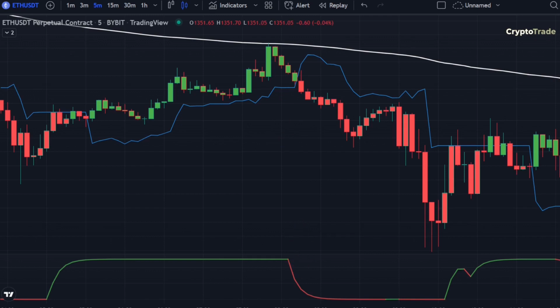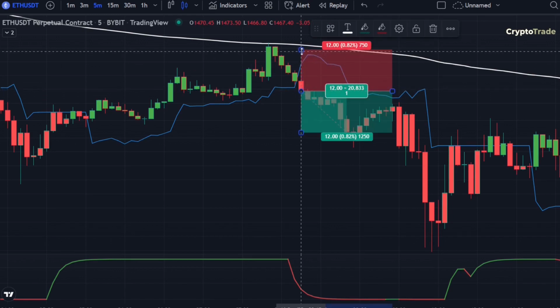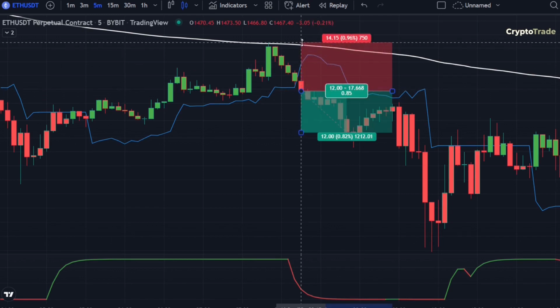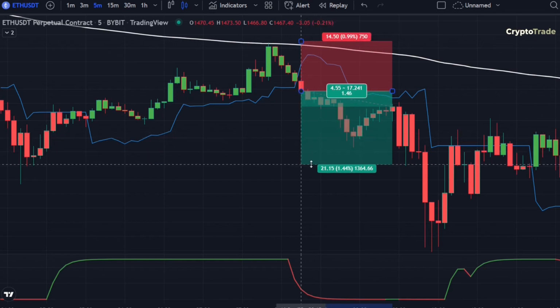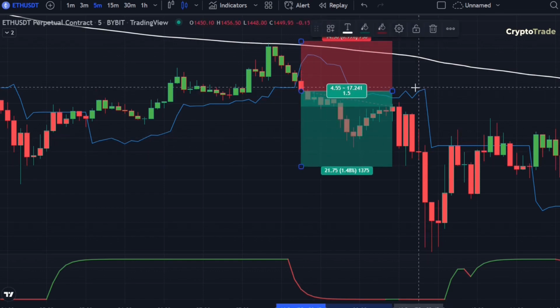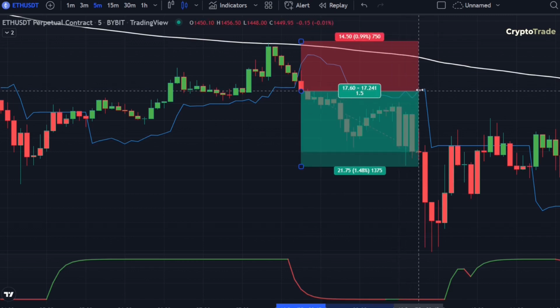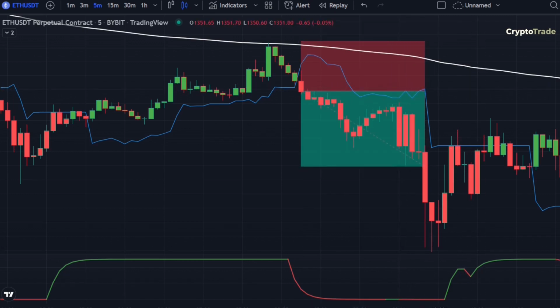As these conditions are met, place a sell order at the close of the red candle that has closed below the blue line. Place the stop loss above the nearest swing high. The risk-to-reward ratio will be set to 1 to 1.5. The market has reached the target and the trade has been successfully closed.